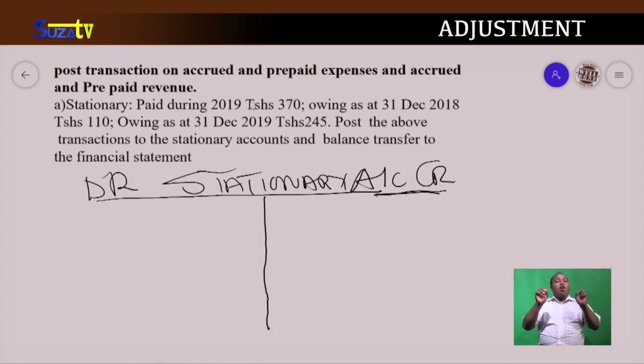Okay. Stationery paid during the year 2019 Tanzania shillings 370. And owing as at 31st December 2018 is Tanzania shillings 110. And owing as at 31st December 2019 is 245. Post the above transactions to the stationery account and transfer the balance to the financial statement.